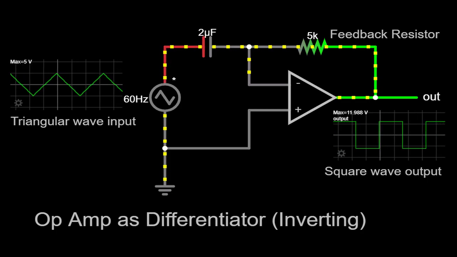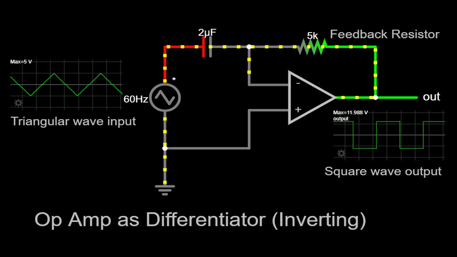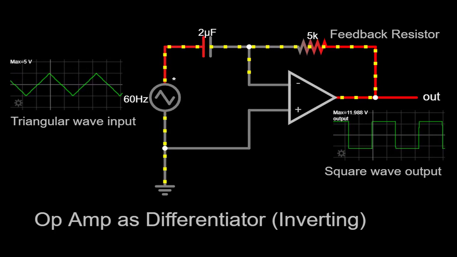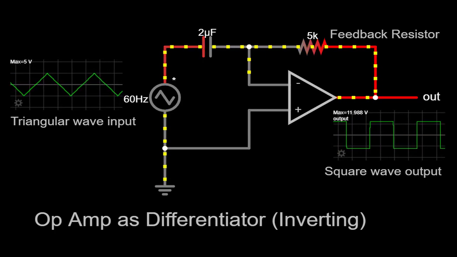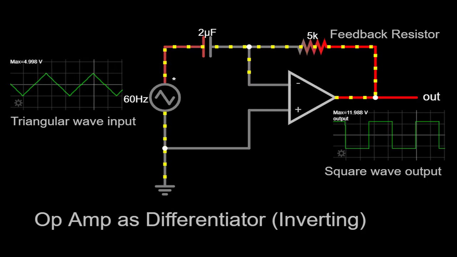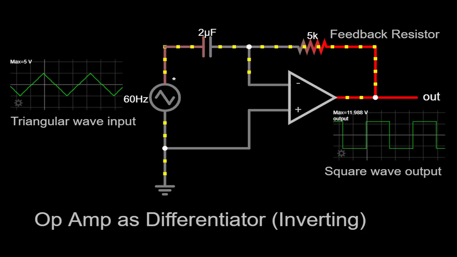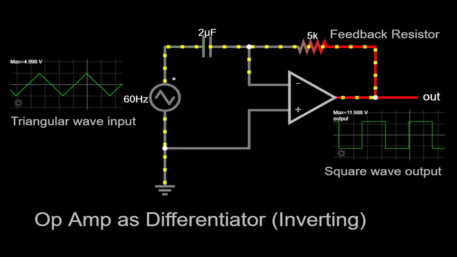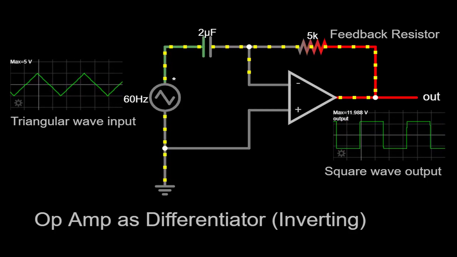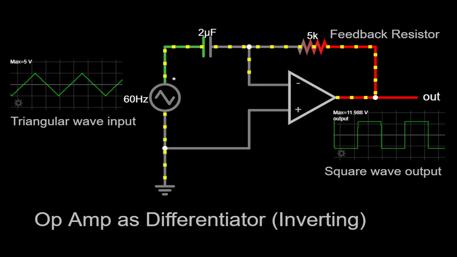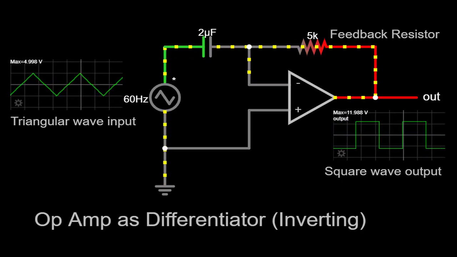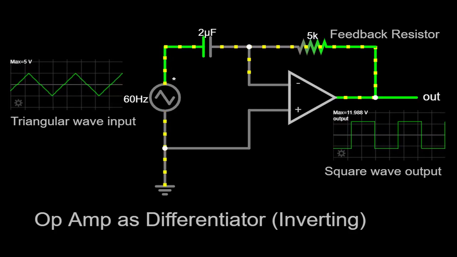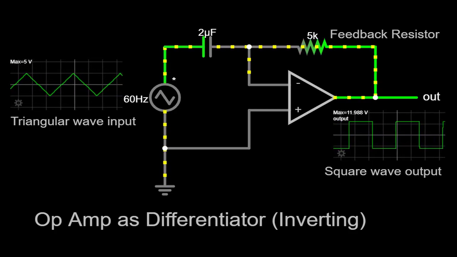By utilizing a simulator, we observed how a 5-volt, 60 Hz triangular wave input, combined with a capacitor and a feedback resistor, resulted in a square wave output on the oscilloscope. Understanding the behavior of differentiator circuits can be invaluable in various applications, such as signal processing, frequency analysis, and waveform shaping. It provides us with a powerful tool to accentuate specific frequency components and extract information from complex input signals.